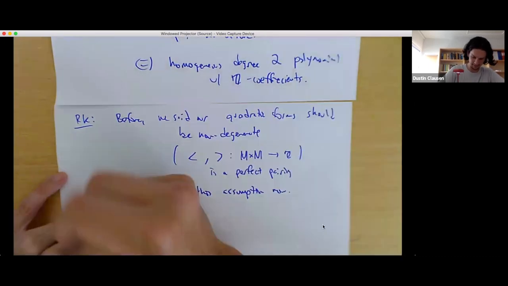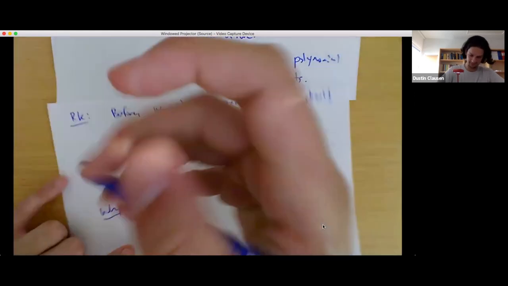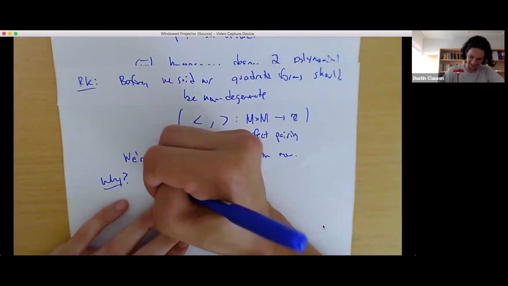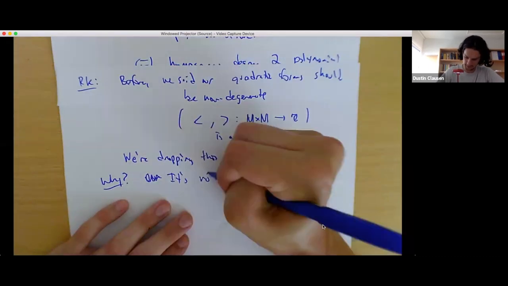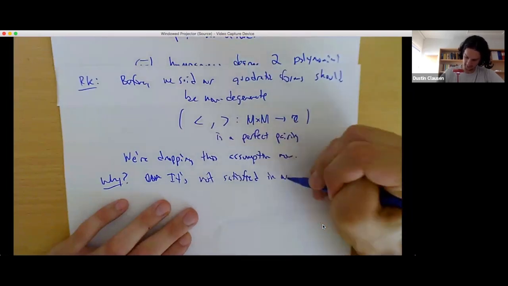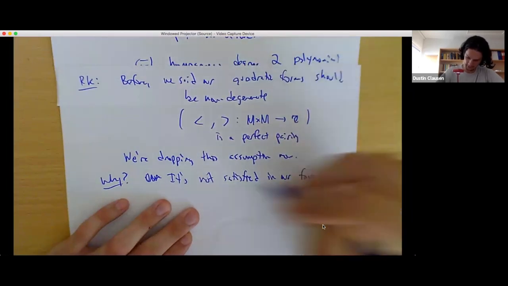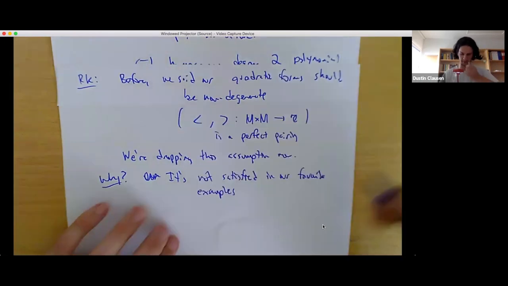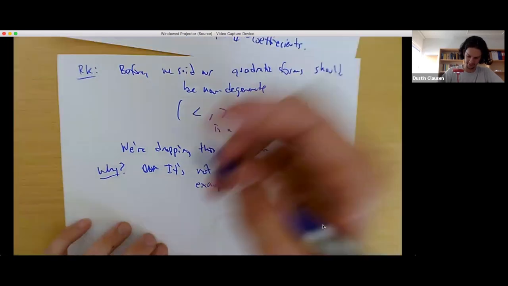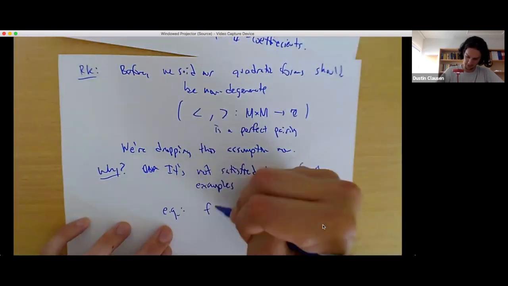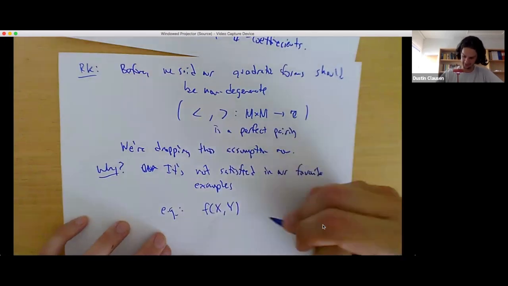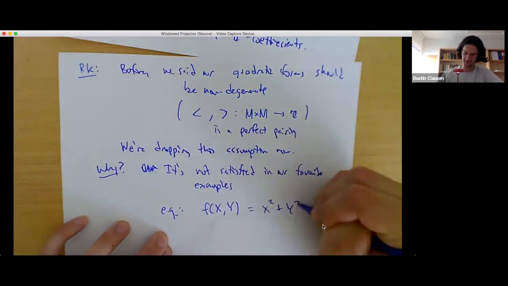Why? Well, our favorite examples are degenerate. It's not satisfied. In our favorite examples, there are just too few non-degenerate quadratic forms for our purposes. So, for example, one of the most famous and well-studied quadratic forms is also one of the simplest to write down: F of x, y is x squared plus y squared.